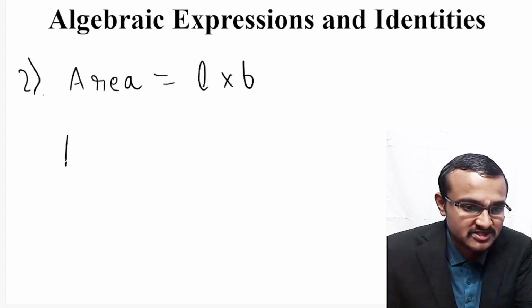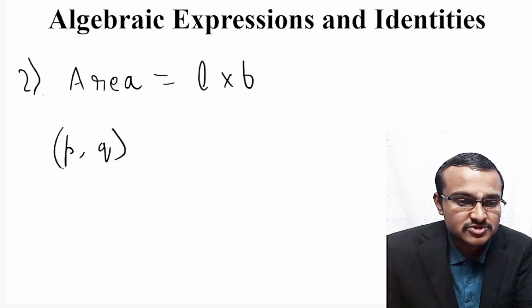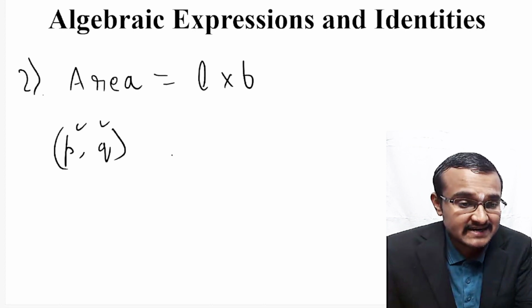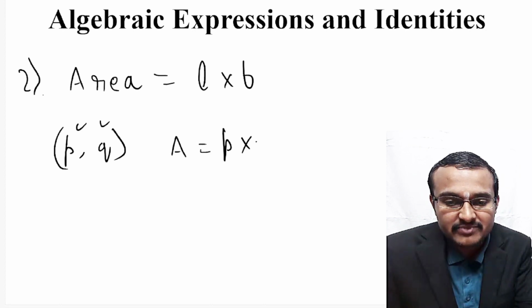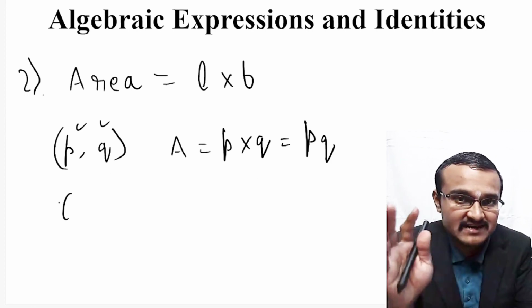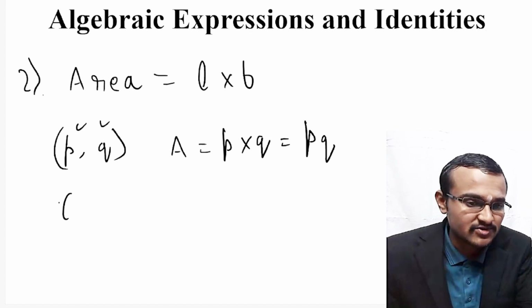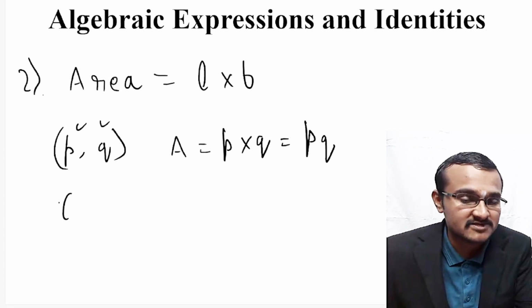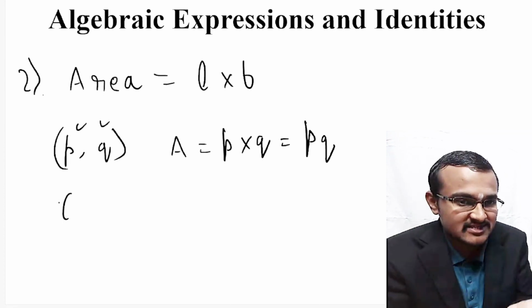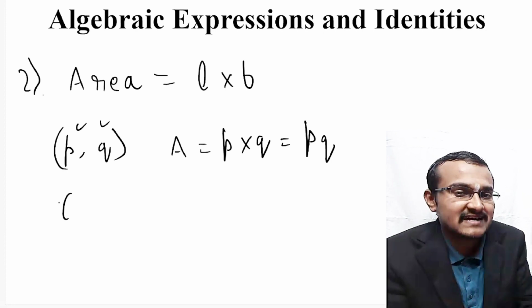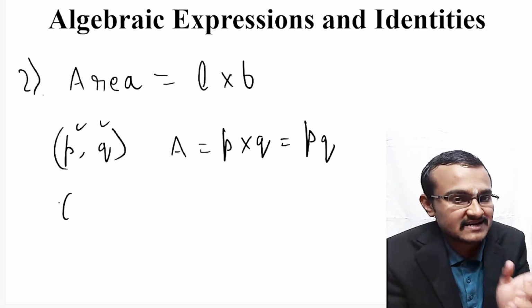Coming to the first question, they have given p comma q. So p is length and q is breadth of that particular rectangle. So what will be the area? Area will be p into q. What is p into q? p into q is pq. Similarly, they have given 5 different lengths and breadths, so you can perform the multiplication between those two algebraic terms. Whatever you have done in the first question, the same thing you are doing in the second question, but here you are calculating the area of a rectangle. Area of rectangle is again length into breadth.